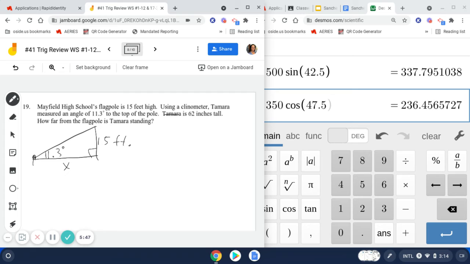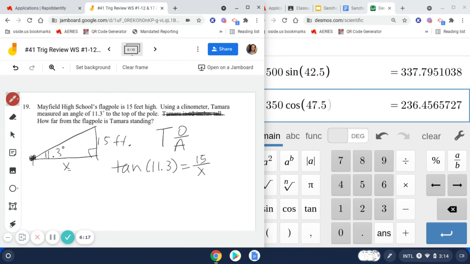Yeah, I don't like this one. We're going to ignore that part because that just makes it confusing. And we're just going to pretend like she's standing here at ground level. Okay, so going for this missing thing, please don't worry about that 62 inches tall. We're going to use the adjacent and the opposite this time. Which trig function uses opposite and adjacent? This is our TOA. So tangent of 11.3 degrees is equal to opposite over adjacent.